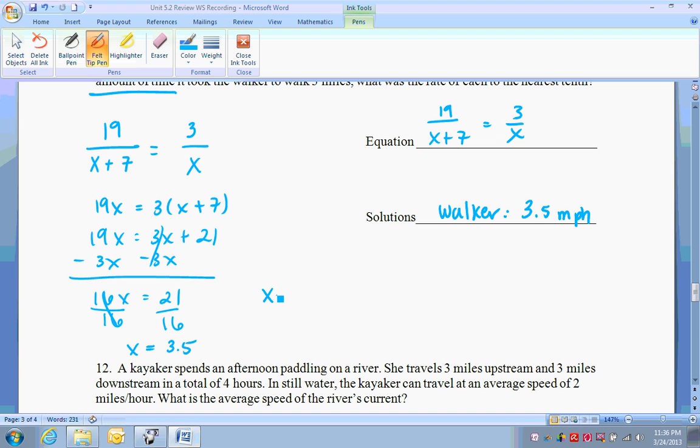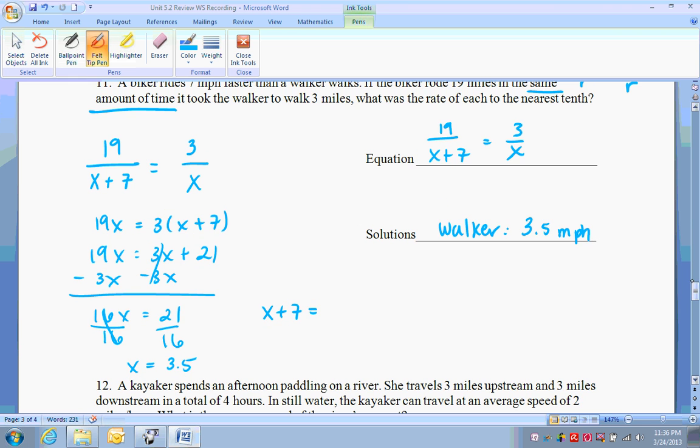Now the biker, remember, is 7 miles per hour faster, at a faster rate than the walker. So the biker speed is about 10.5 miles per hour.